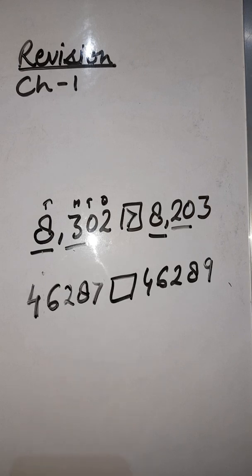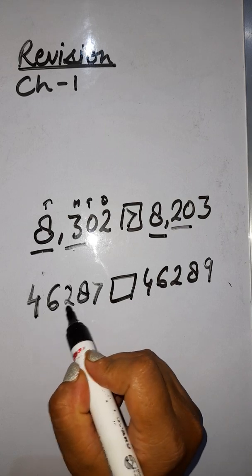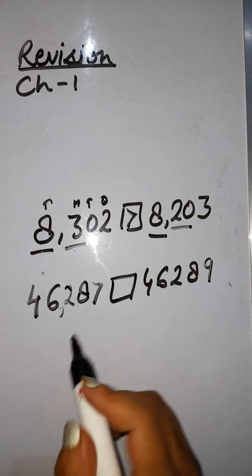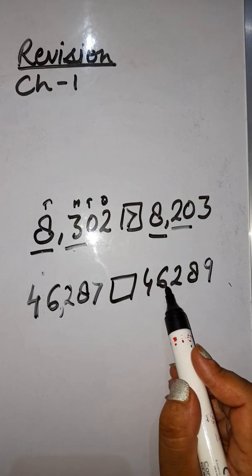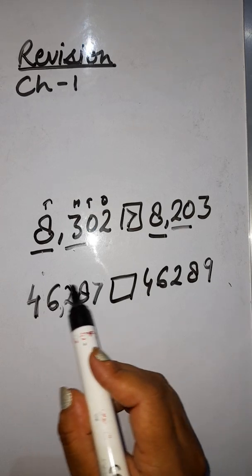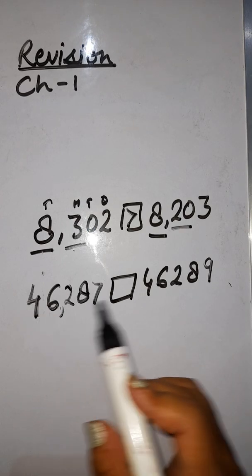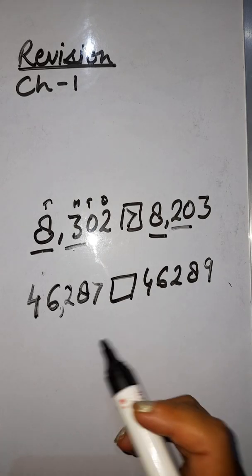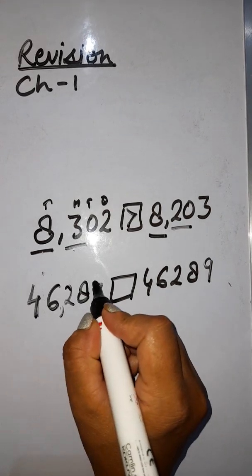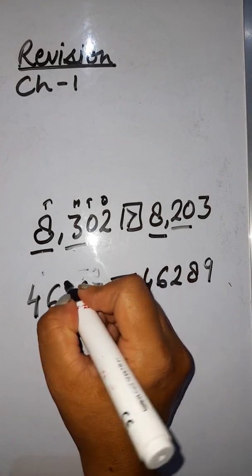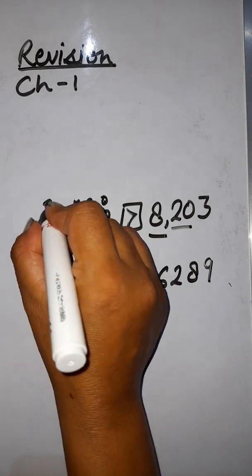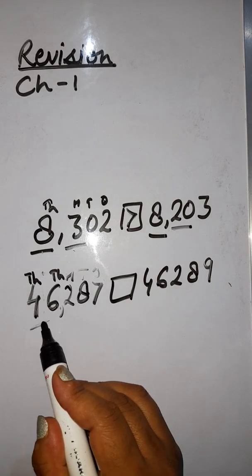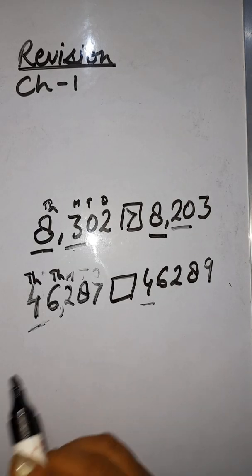Let's take another number, that is 46,287 and 46,289. So the digits are the same: 1, 2, 3, 4, 5, 1, 2, 3, 4, 5. Both sides have the same number of digits. So we'll look into the 10,000 place, because it is ones, tens, hundreds, thousands, and 10,000. In the 10,000 place we have 4, and here also we have 4.